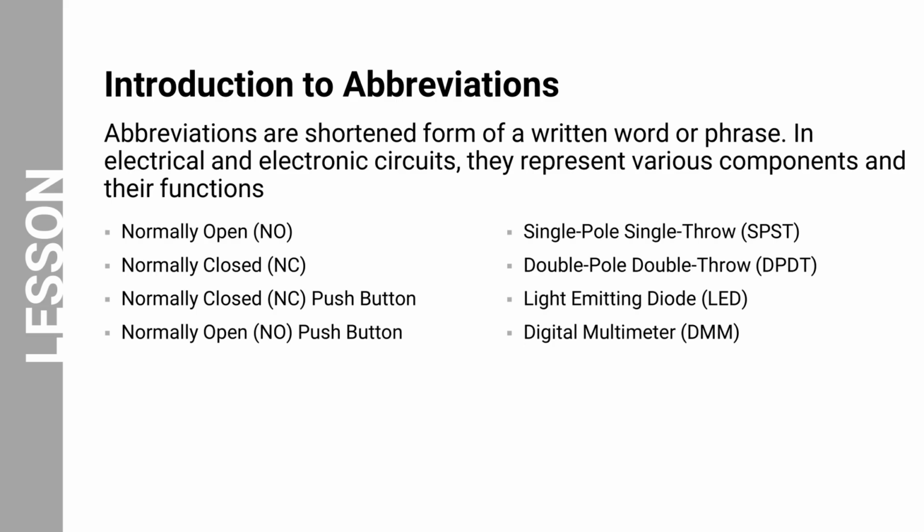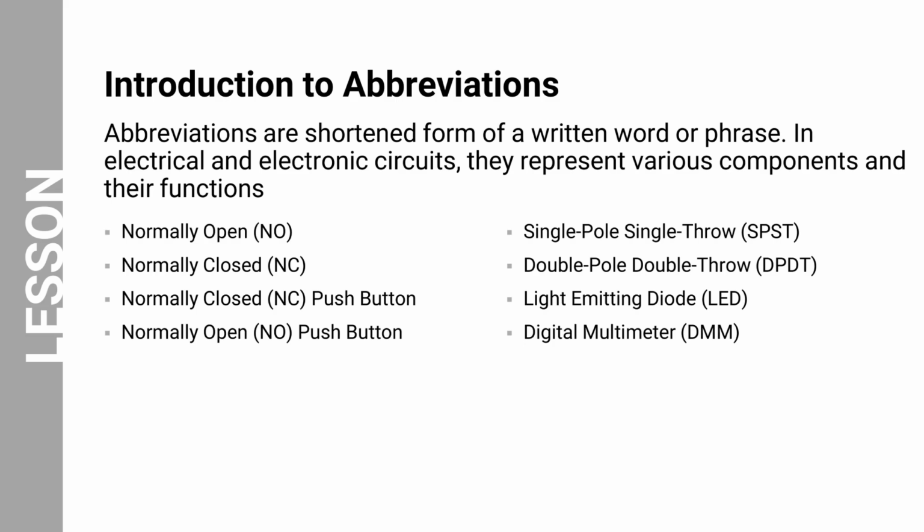Normally open, or NO, and normally closed, or NC, describe the default state of switches or relays when no external force is applied. Normally closed push button and normally open push button indicate the state of push buttons, with normally closed push button being closed by default and normally open push button being open. Single pole single throw, or SPST, and double pole double throw, or DPDT, refer to types of switches based on the number of poles and throws.